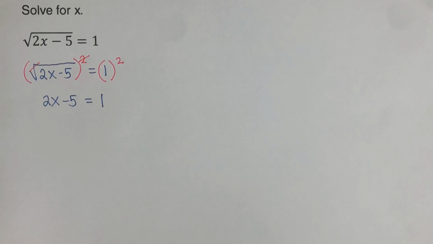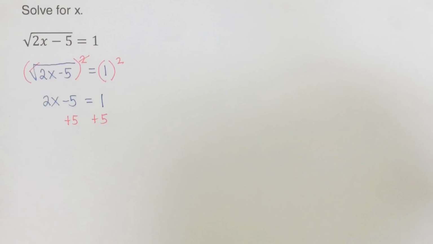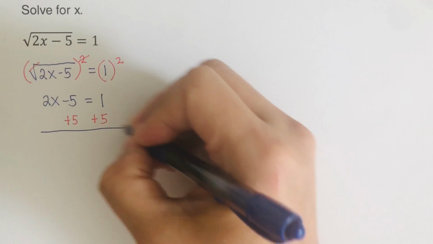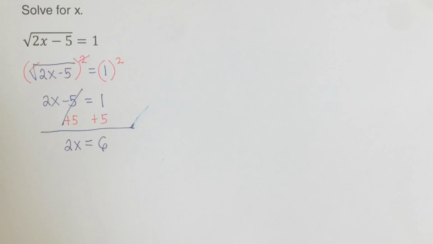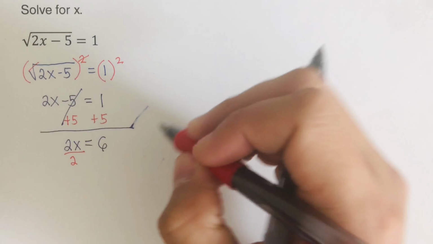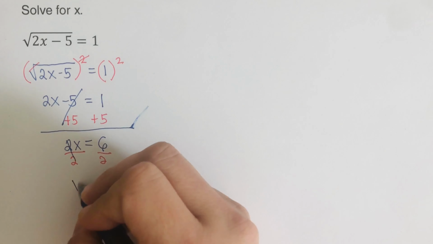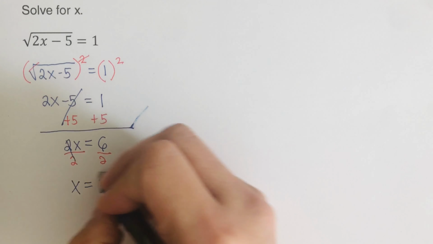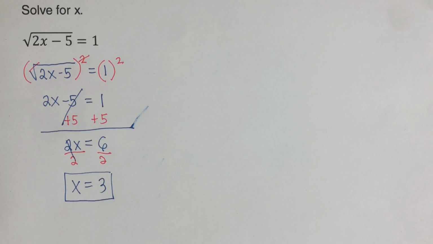And then we are going to solve. That's part of the second step. From here, we can go ahead and add 5 to both sides. Then we can cross the 5 out. We're left with 2x equals 6. We want to solve for x, so we go ahead and divide both sides by 2. Then we have x is equal to 3. So our value for x on this equation is 3.